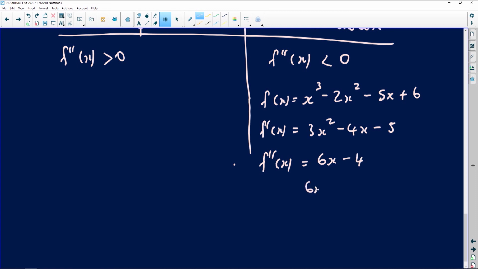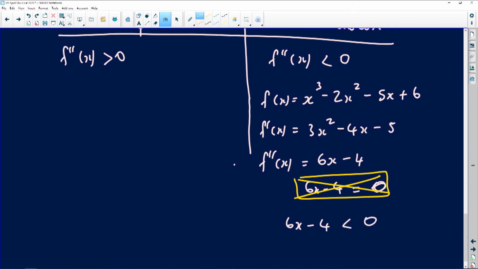If you take the second derivative of a cubic and equate it to 0, you're going to be finding the point where the graph changes concavity. But we don't want that, because we were told that it changes concavity when x is equal to k. Instead, we take that 6x − 4 and put it less than 0 and then solve for k, which means 6x < 4, because for concave down we put the second derivative less than 0.